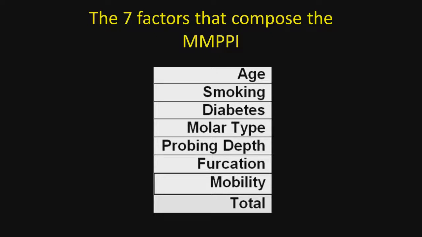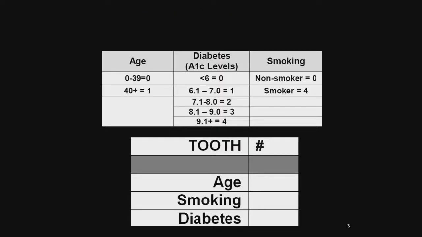There are 7 factors that compose the MMPPI, which is a shortened form of the Miller-McIntyre Periodontal Prognostic Index, which brands this and is simpler to use. The 7 factors that are evaluated are age, smoking, diabetes, molar type, probing depth, furcation involvement, and mobility.